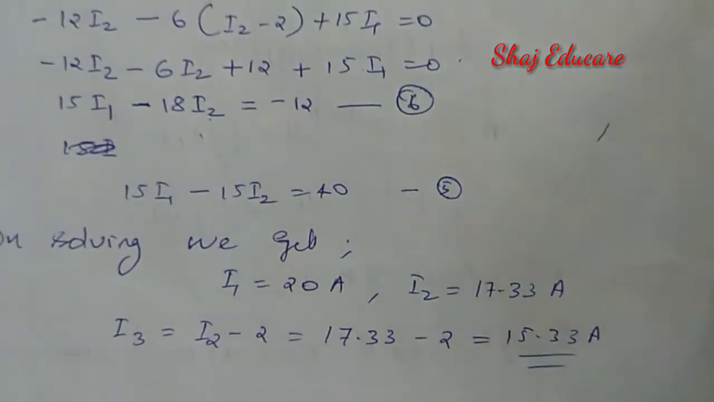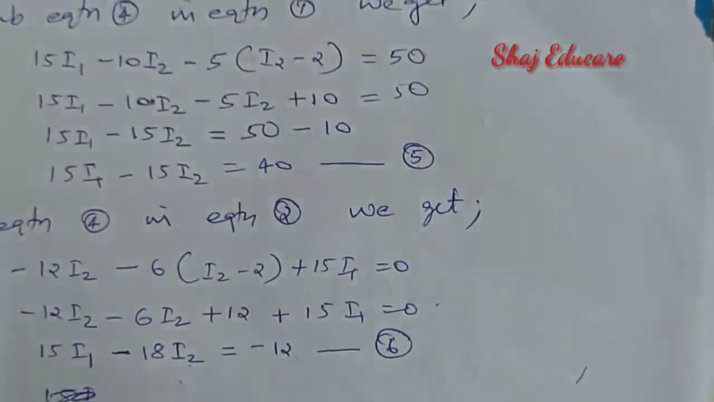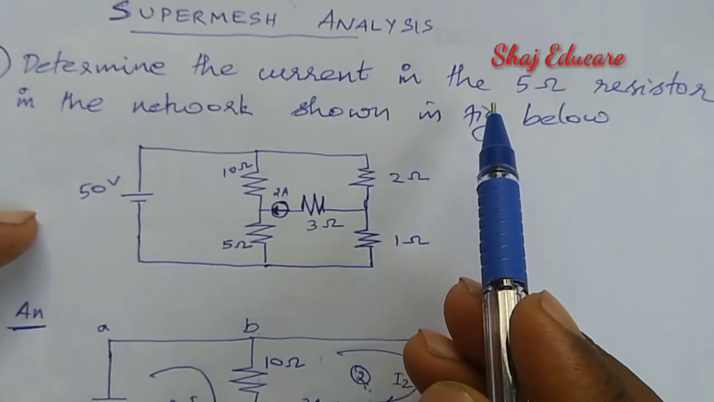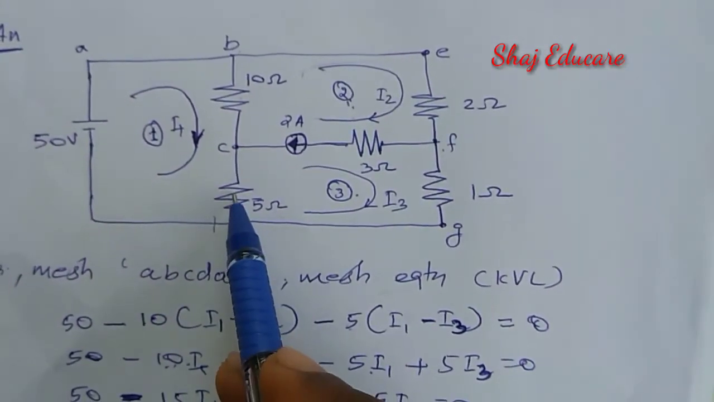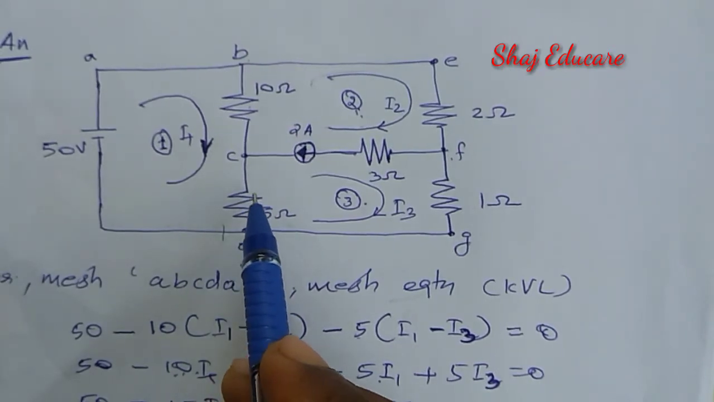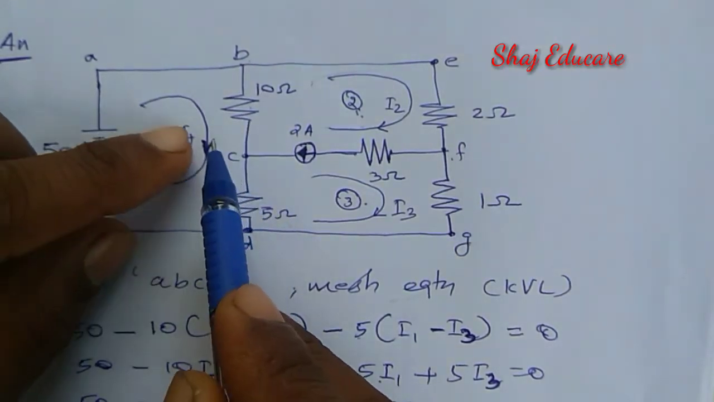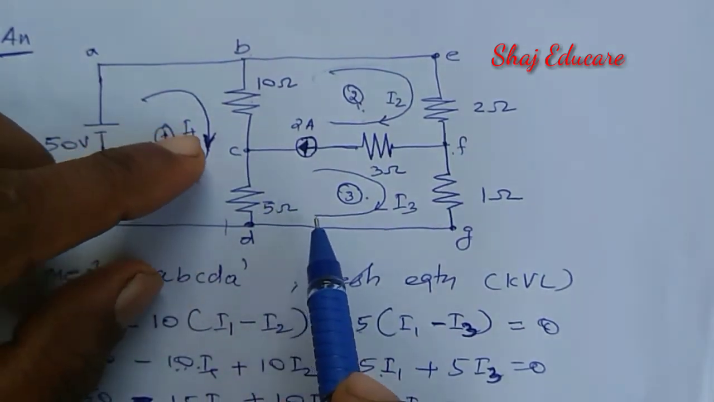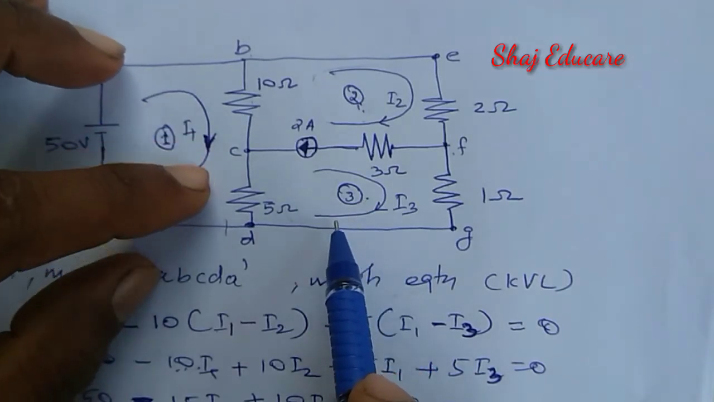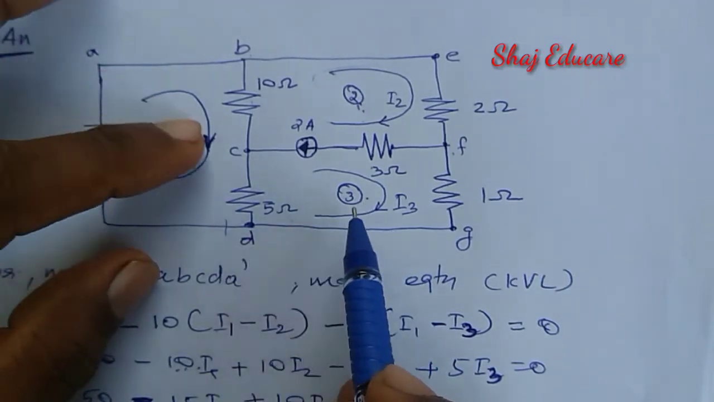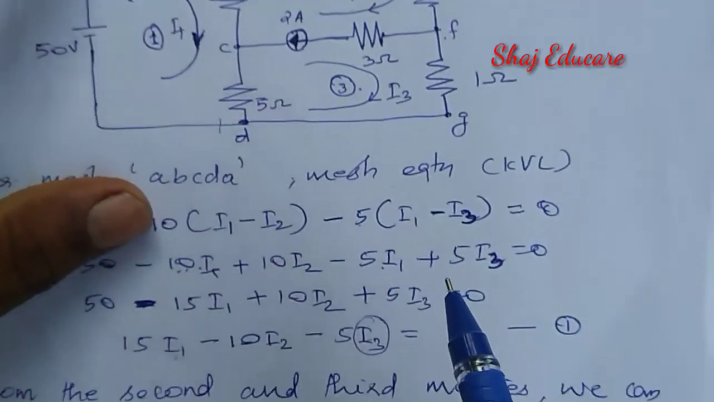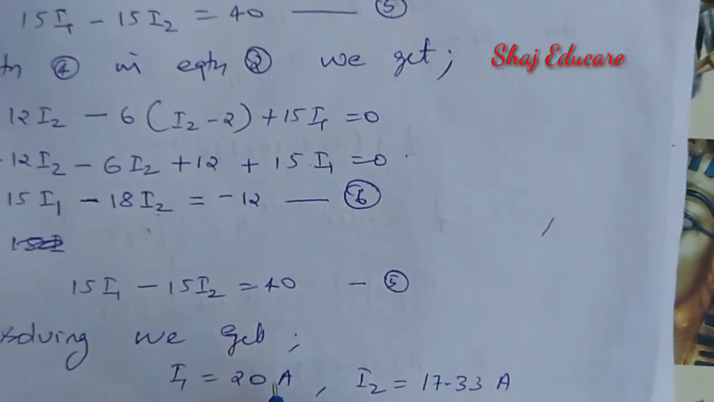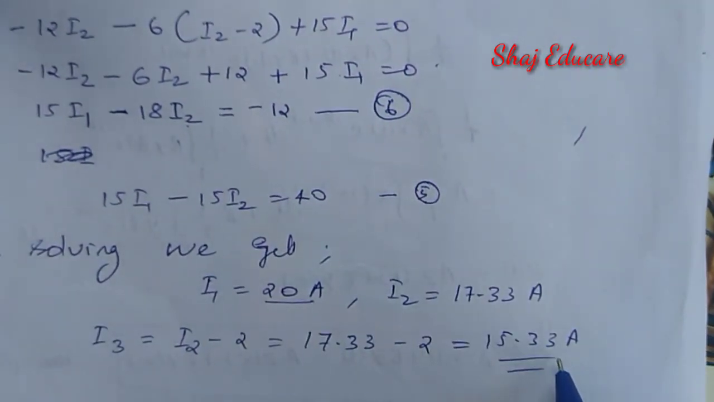Then what was our question? We have to determine the current in the 5 ohm resistor. Now we have to find the current flowing through the 5 ohm resistance. There are two currents flowing through it. I1 is flowing downward, whereas I3 is flowing upward. As these two currents are in opposite directions, we have to subtract them. Which one is greater, I1 or I3? I1 is 20 and I3 is 15.